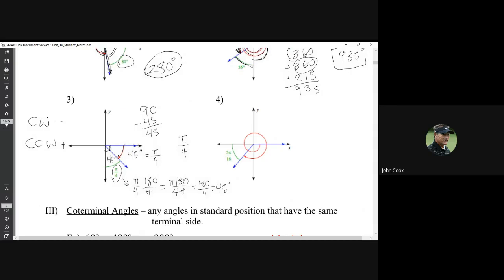Since the standard position starts here and then moves its way downwards, that is clockwise. So that means that this is a negative angle. So it's going to be negative pi over 4 radians.